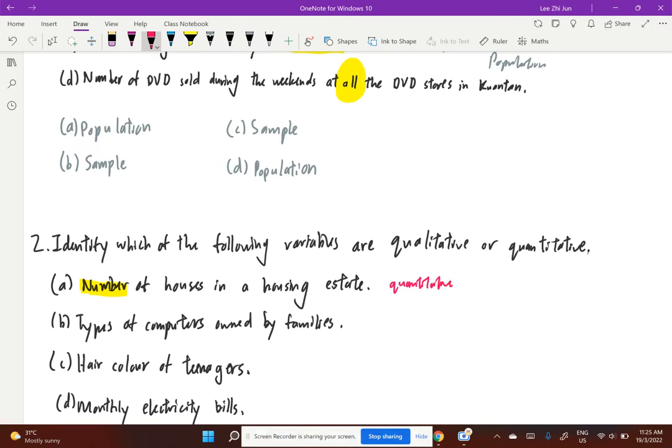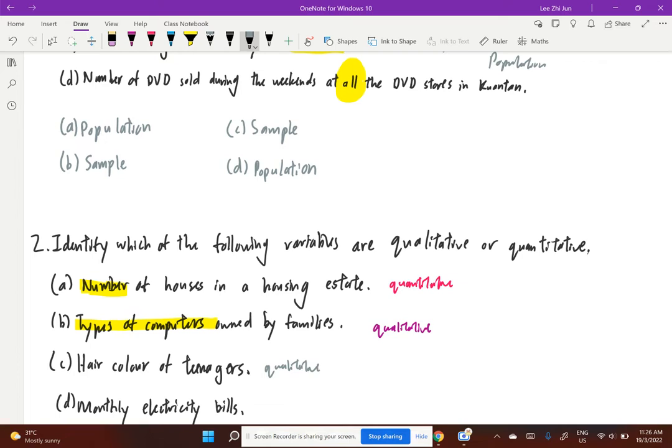B, the types of computers. You can just state the types, like the brand of computers, like Dell, Acer, Toshiba, or MacBook. You cannot state any value, so it is qualitative. C, the hair color of teenagers. You can just say the hair color is black or brown or blonde. It cannot be counted also, so it is qualitative.